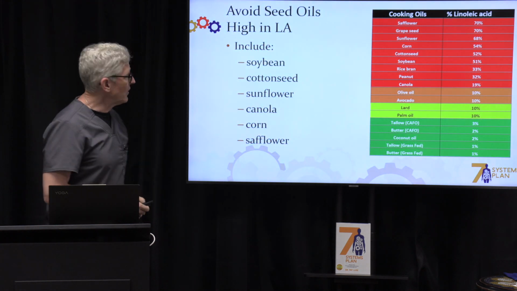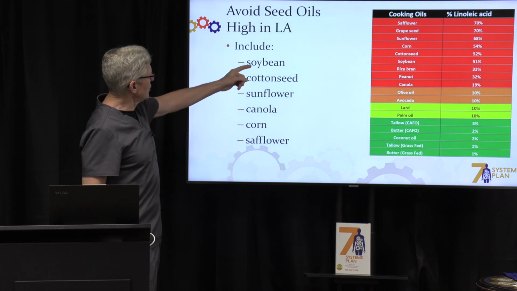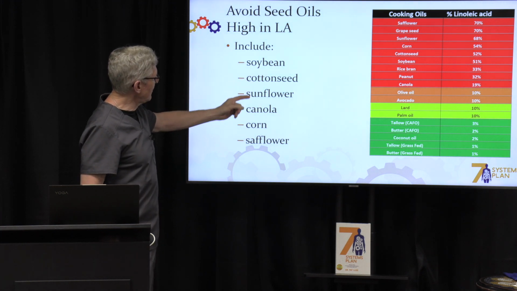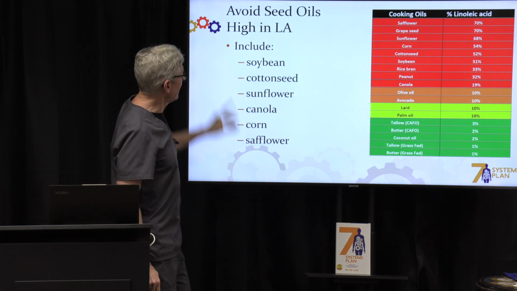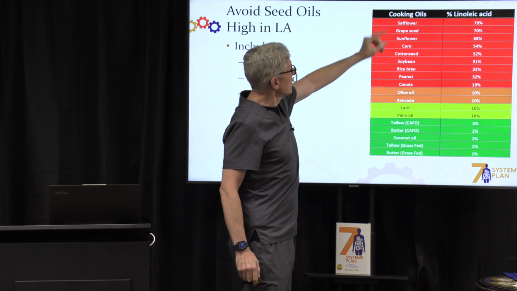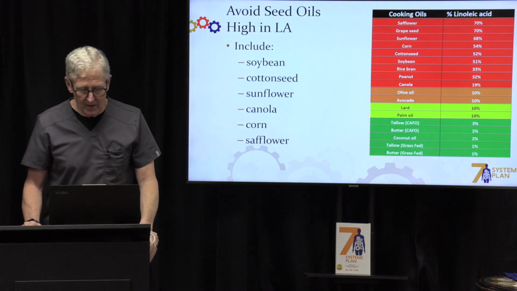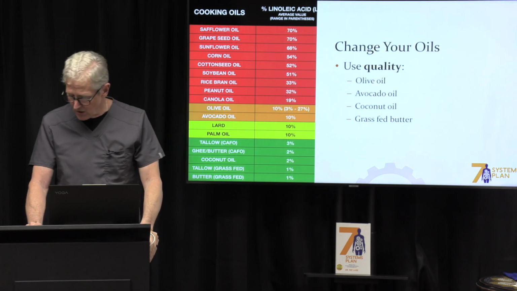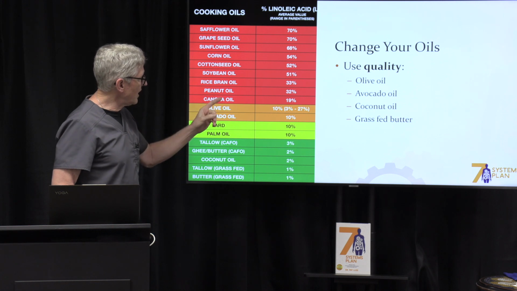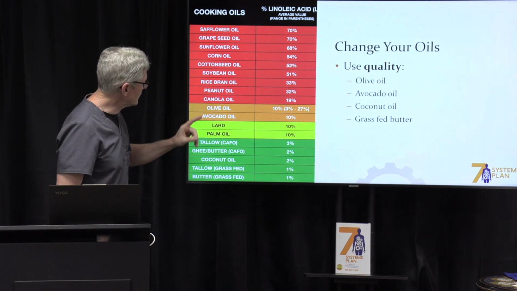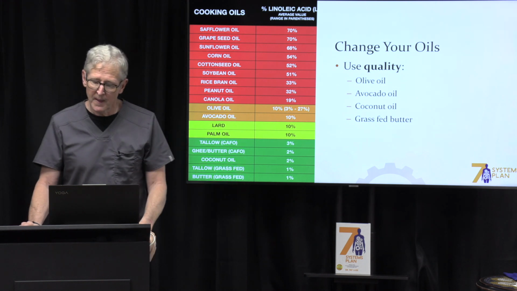So I want you to avoid seed oils that are very high in LA, including soybean oil, cottonseed oil, safflower, canola, corn, and sunflower. If you look at safflower oil, it is 70% of these bad fats. The better ones to use would include quality olive oil, avocado oil, coconut oil, and grass-fed butter. They rank down here at the bottom where we want to be.